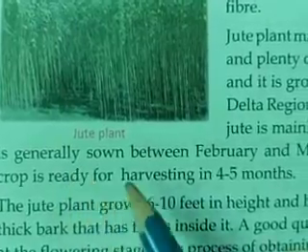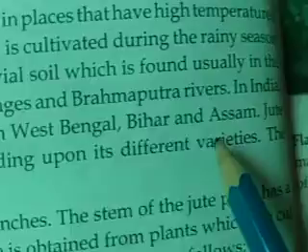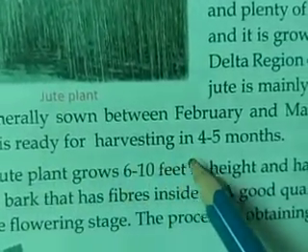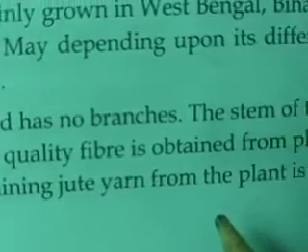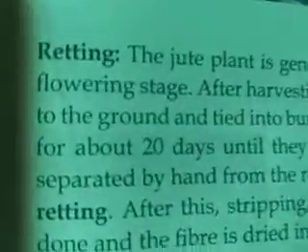Jute is generally sown between February and May, depending upon its different varieties. The crop is ready for harvesting in 4-5 months. The process of obtaining jute yarn from the plant is as follows. The first process is retting.